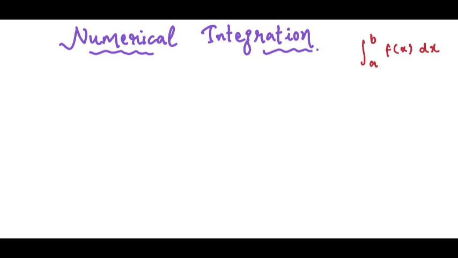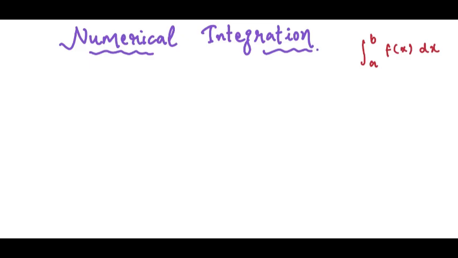But what happens when the function is very complicated? Or what if we don't know the exact function at all? Or instead we are given only a table of values? In such situations, numerical integration provides an approximate value of the integral. So in today's lecture, we will understand the basic idea of numerical integration and why we need it, and introduce the Newton-Cotes formulas.